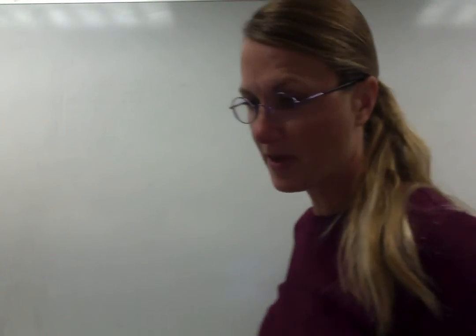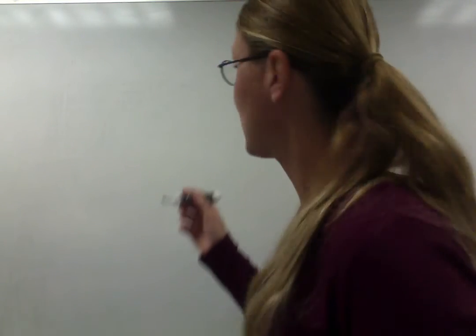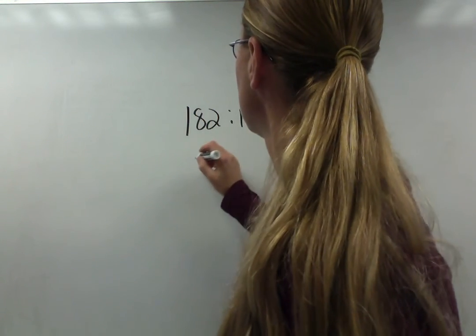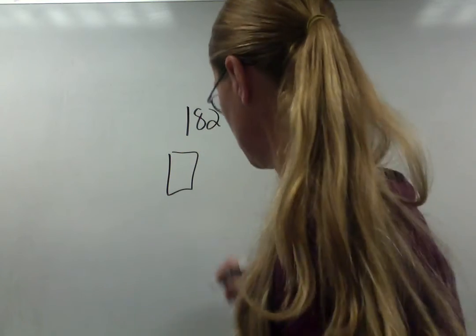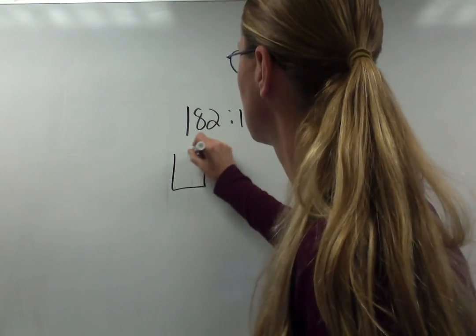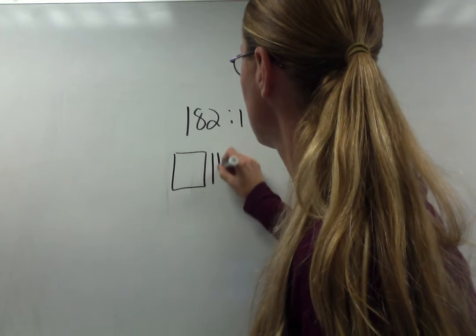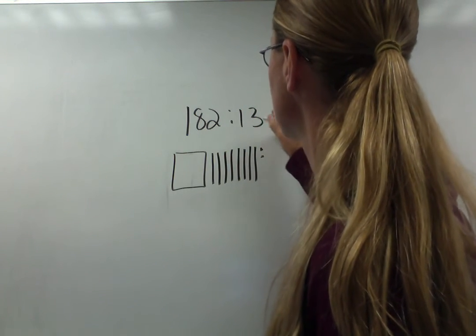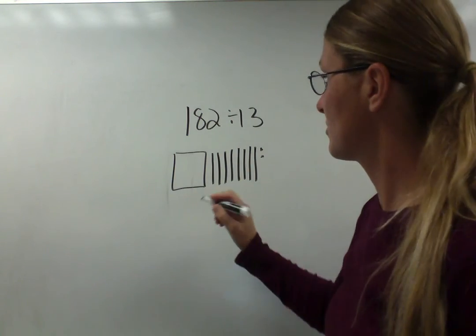We could try it with something a little bit more complicated, perhaps. Let's do 182 divided by 13. 182 divided by 13. So I got 100. Whoops, that doesn't look like a square. I have 100. I have 8 tens, 1, 2, 3, 4, 5, 6, 7, 8. And I have 2 ones. And I want to divide them into groups of 13.